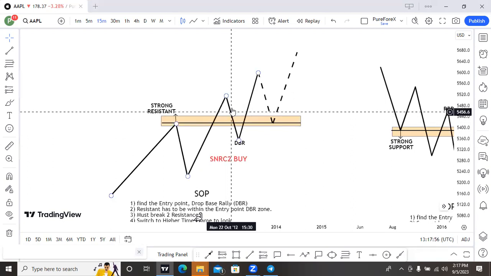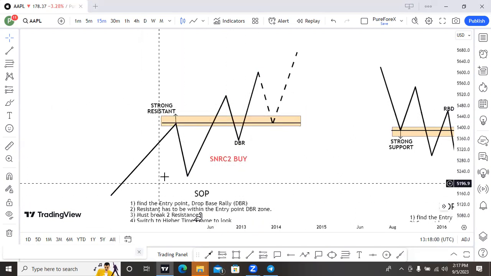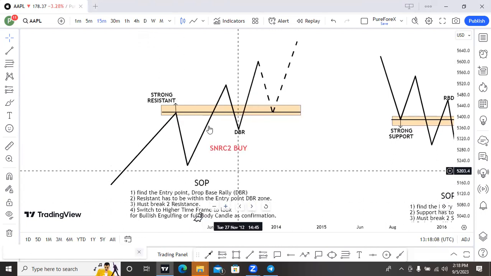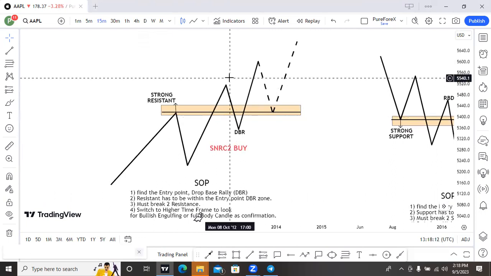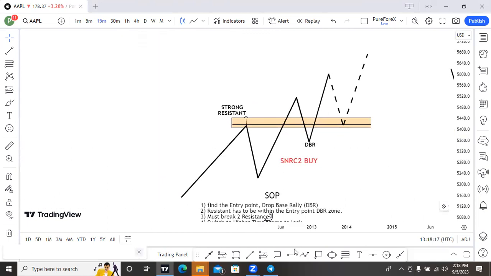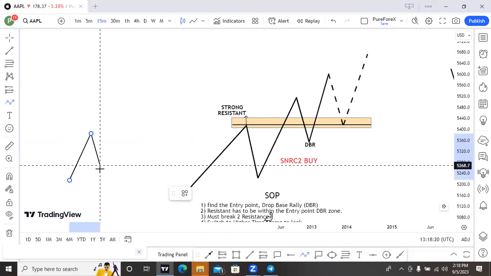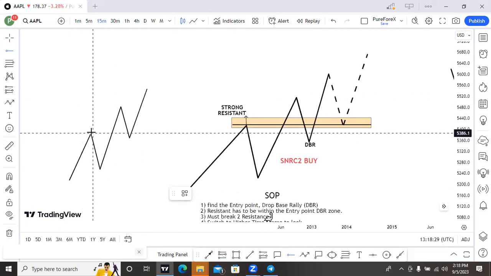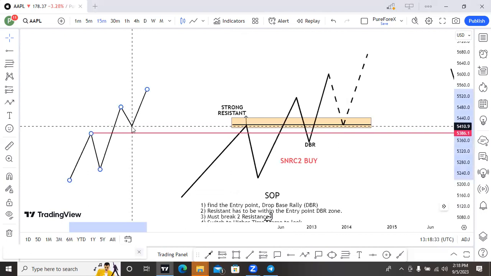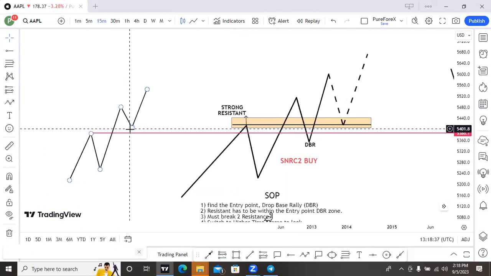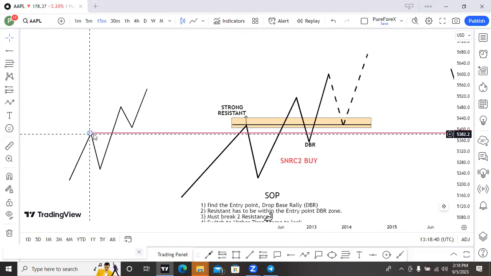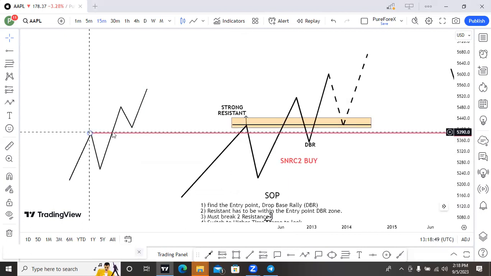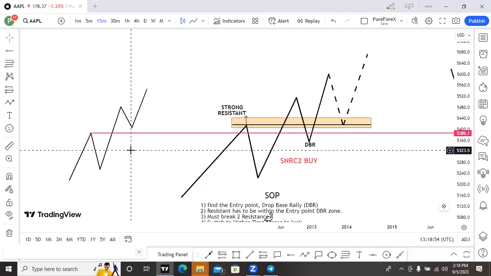Let me give you an example. Let's come back to this second procedure, which says resistance has to be within the entry point drop base rally. It's very important. This strong resistance has to be within the drop base rally zone. We don't want to consider this as a SNRC2 setup. This is a drop base rally, and it is not within the strong resistance. The strong resistance has to be within the drop base rally. In this case, we can't consider this as a SNRC2 setup.